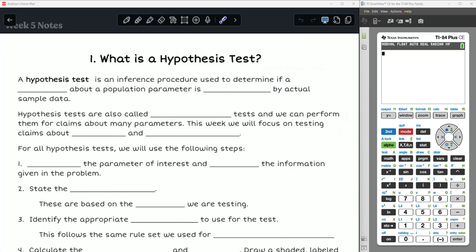For this week 5, we're going to go ahead and talk about hypothesis testing. This is the next step in inferential statistics. Last week we talked about how to estimate unknown population parameters using sample data. This week we're going to start talking about a procedure that will allow us to determine if a claim about a population parameter is supported by actual sample data.